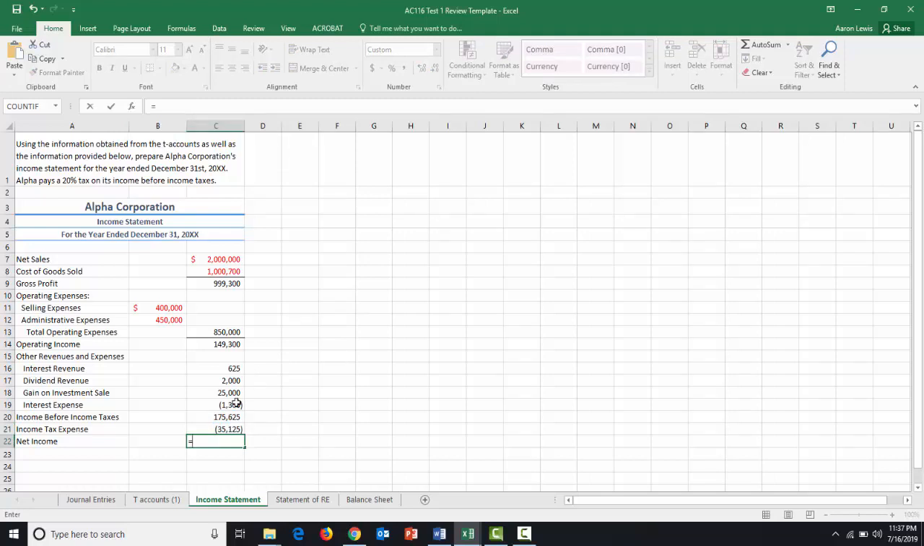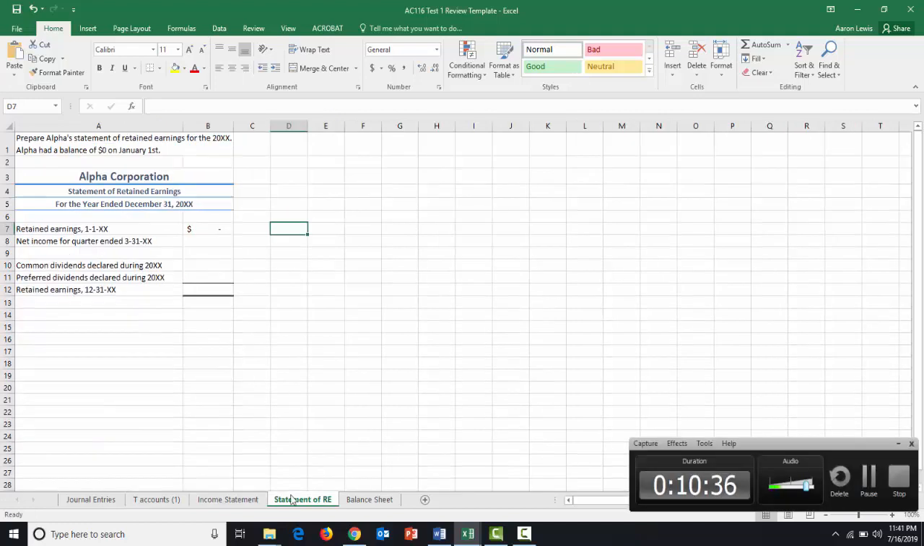Net income is going to be equal to our income before income taxes plus the negative amount of income tax expense we have. I know that's kind of goofy, it's how presentation goes. Regardless, we ended up with net income of $140,500. After we finish the income statement, we get to move on to the statement of retained earnings. It is given up in the top information that Alpha had a balance of 0 on January 1st, so we can put the number 0 into our spot here. In Excel, the way I have this formatted, we'll just leave it as a dash, that's fine.